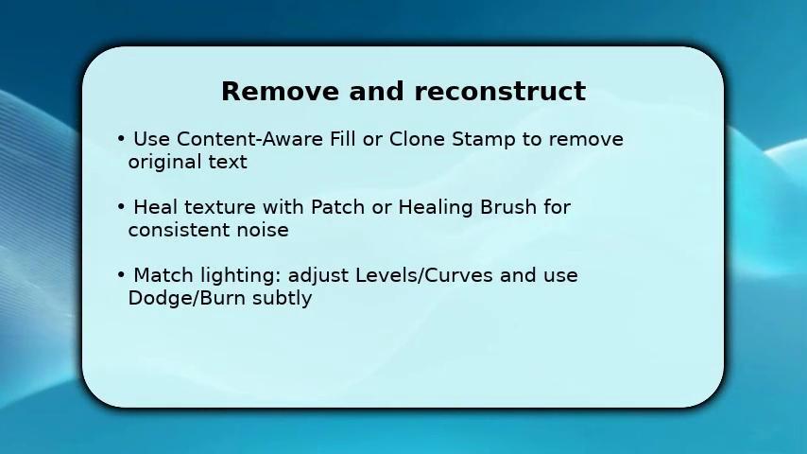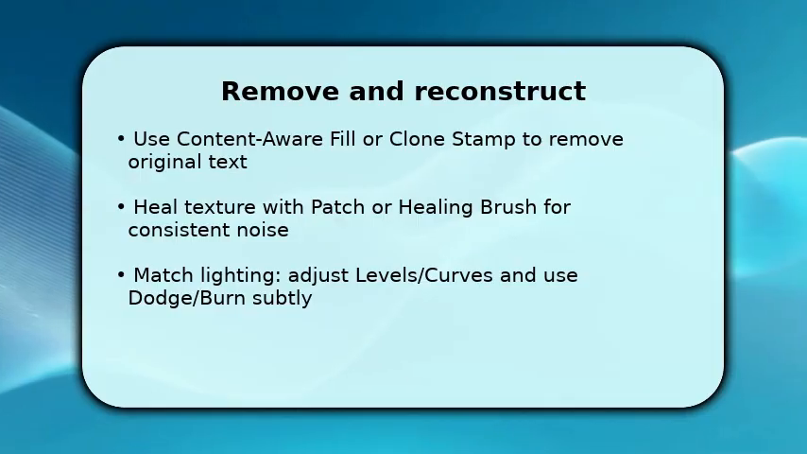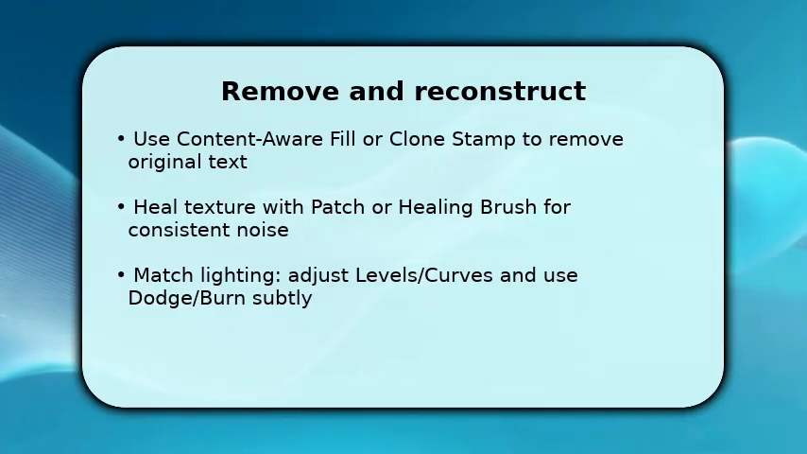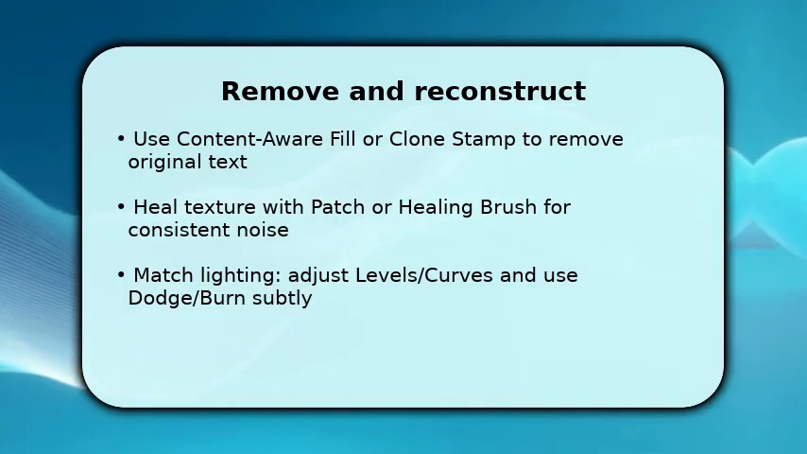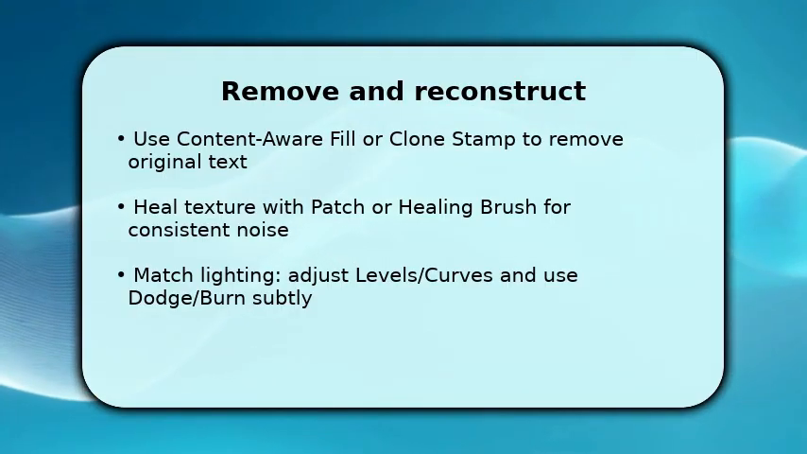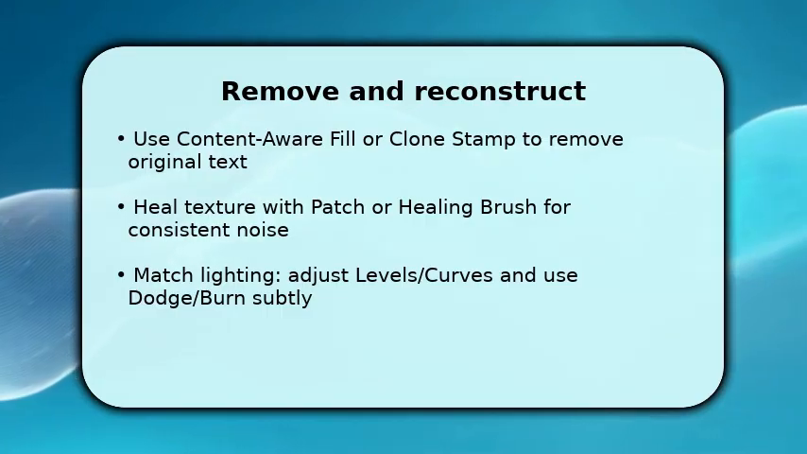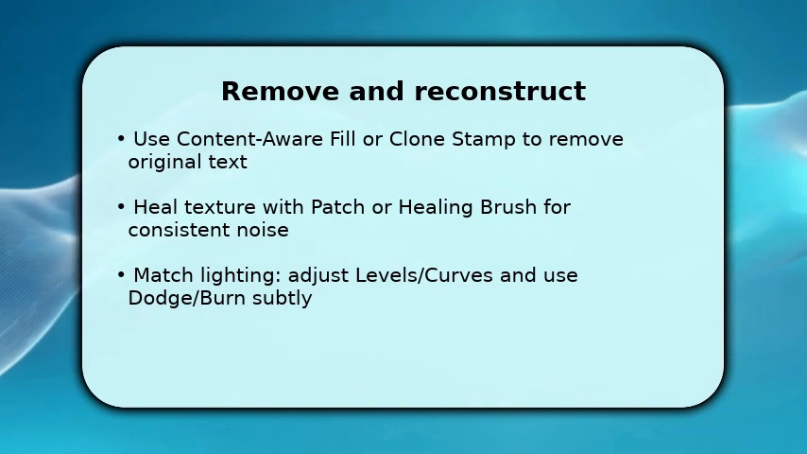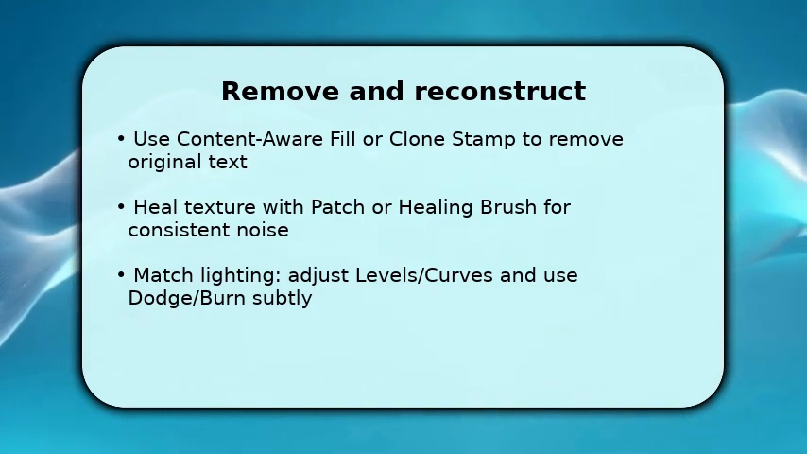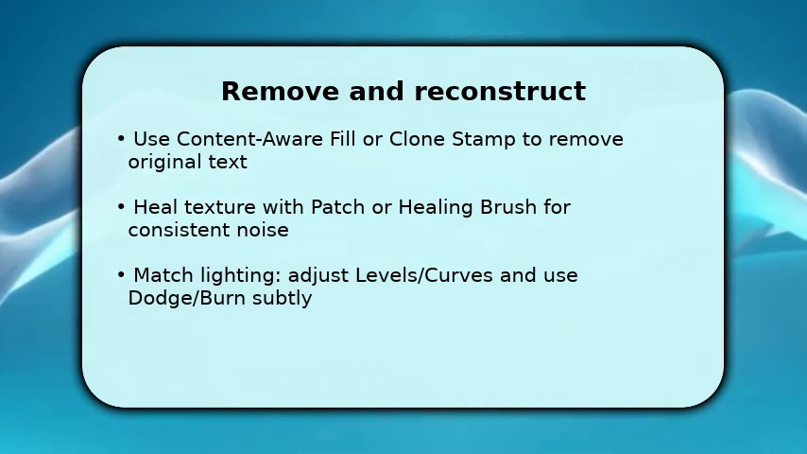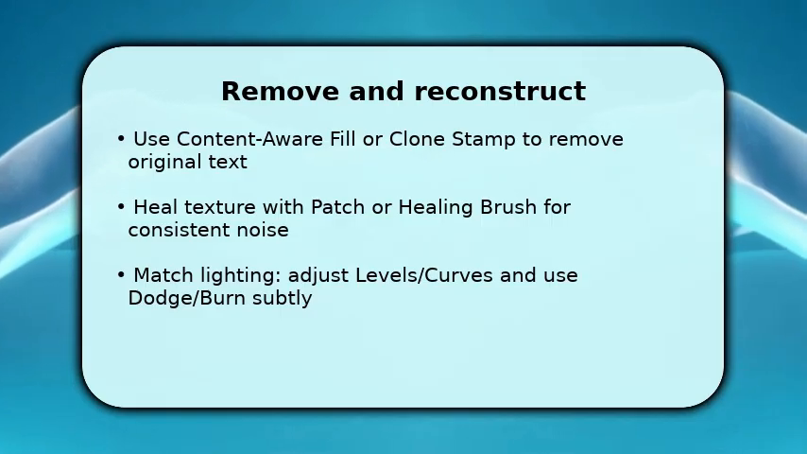Next, you remove the original text while preserving background continuity. Apply content-aware fill for simple areas and switch to clone stamp when repeating patterns need exact matches. After removal, heal remaining artifacts with the patch or healing brush tool, sampling nearby texture often. Then make sure to match brightness and contrast by tweaking levels or curves, and gently dodge or burn to preserve directional light. This combined reconstruction keeps texture, grain, and perspective consistent, so added text will look native to the photo.